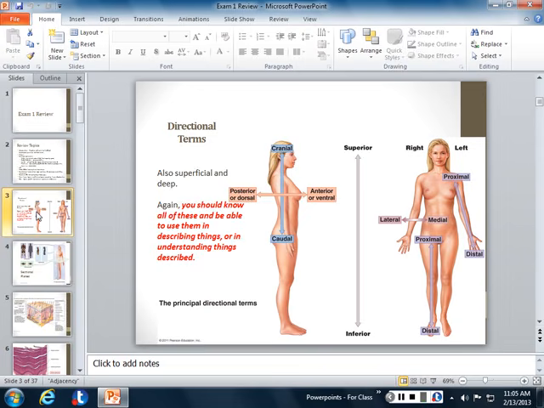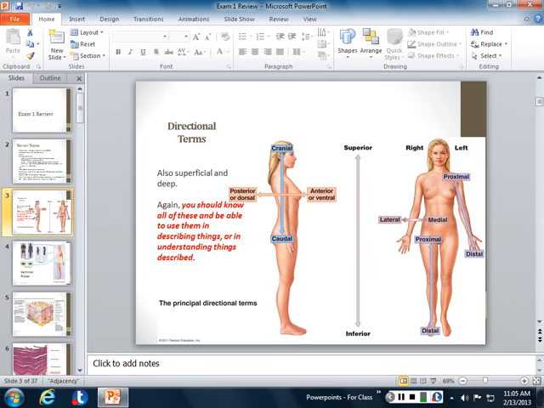Proximal and distal we use when we're talking about the limbs in particular. Proximal is towards the origin of the limb. Distal is toward the end. We also use these words when we talk about vessels and nerves. So with arteries and veins, we'll talk about a vessel being distal to another vessel or proximal to another vessel.